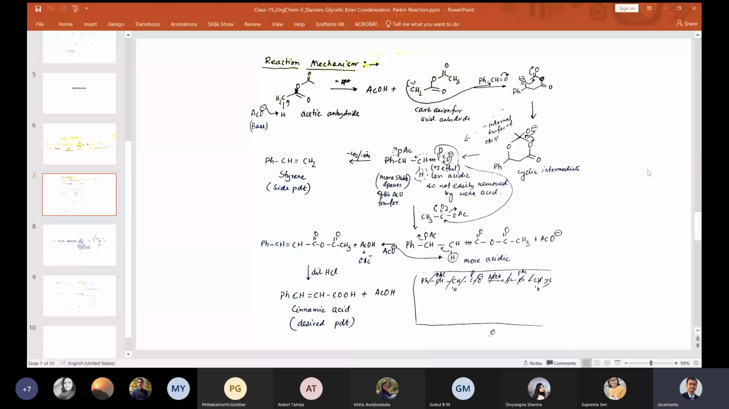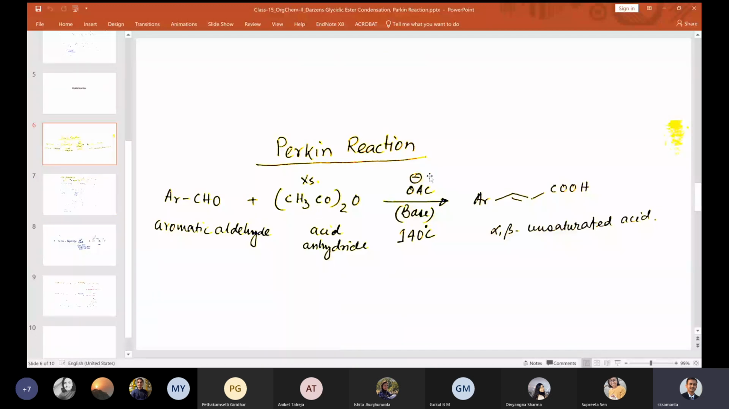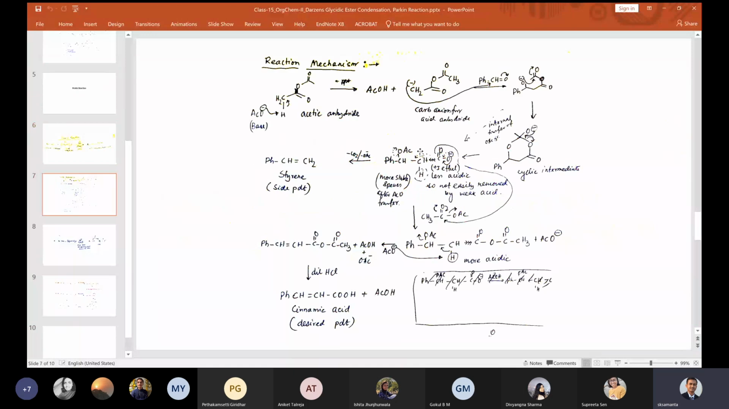So what are we doing in the Perkin reaction? We take an aromatic aldehyde and acetic anhydride, and we take a base from the same acid, and we get an alpha beta unsaturated acid. What is the mechanism? The initial part is the same for all these reactions. You see, for aldol condensation this proton goes, for Claisen ester condensation also it goes, and Darzens glycidic ester condensation also this goes. So they all belong to the same category.